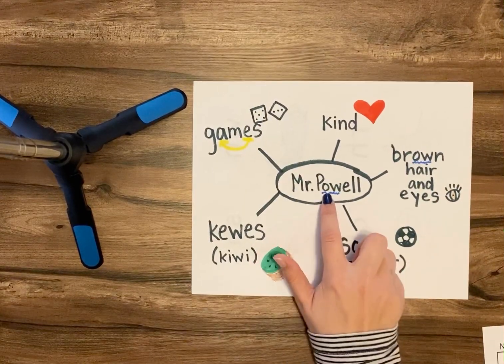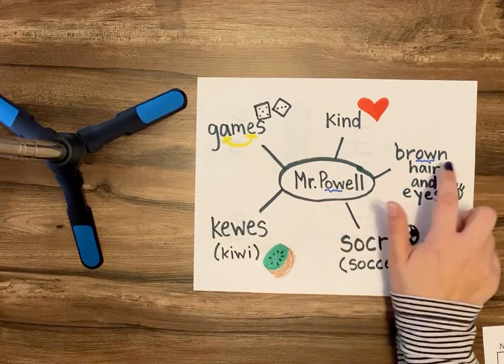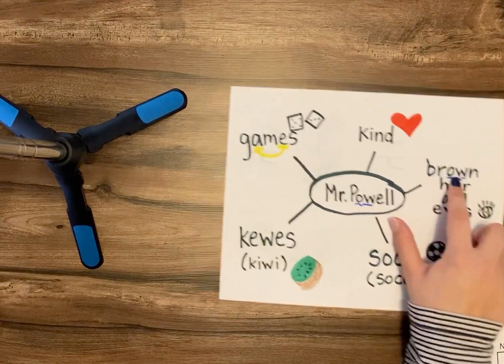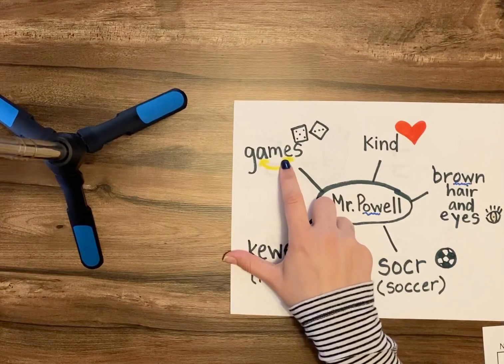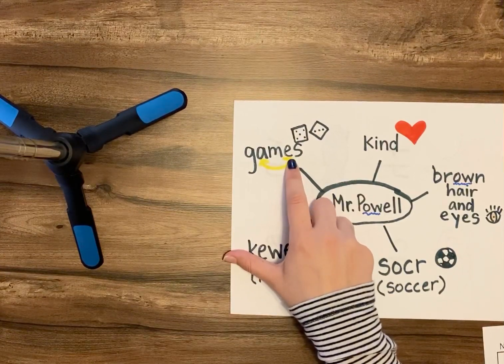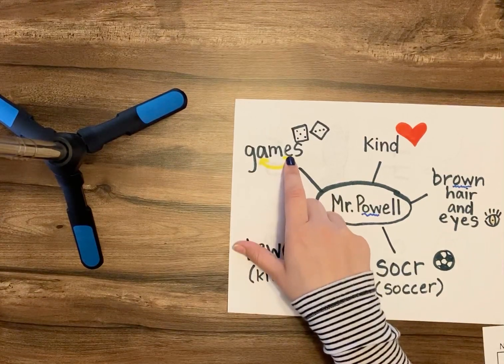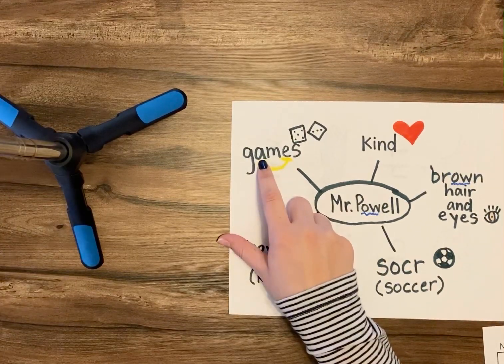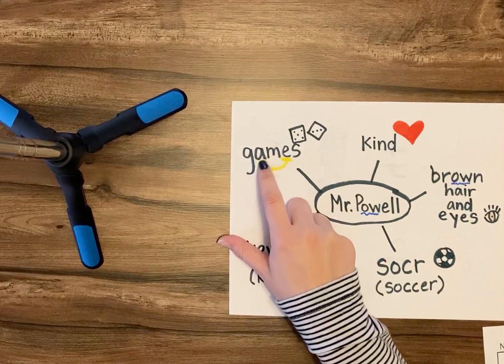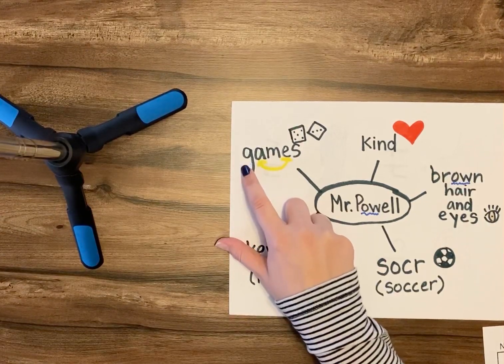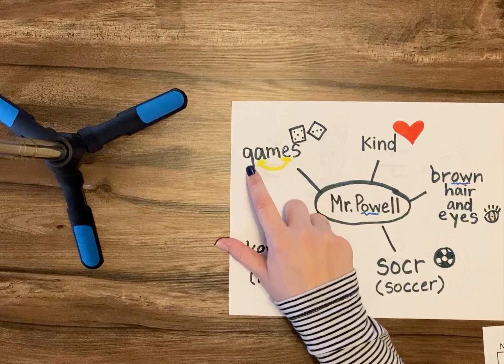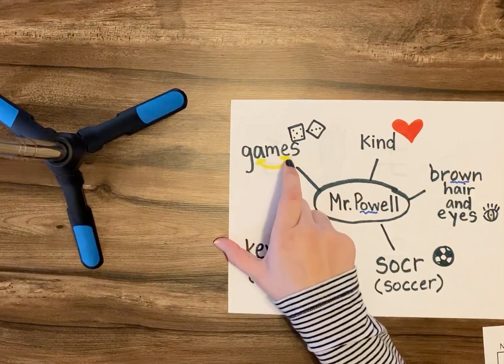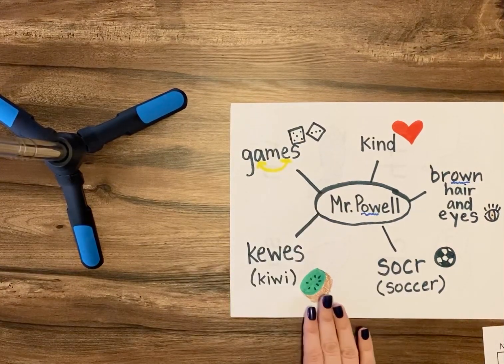So we talked about how Powell has that ow sound, just like brown. And over here, I highlighted this E because this is a silent E. It's one of the E's that does not make any noise, but it has a really important job. It's a magic E, and it tells the vowel to say its name. So instead of saying ah, this A says A. It doesn't say g-ams, it says g-ames, games. So I highlighted that for you as well.